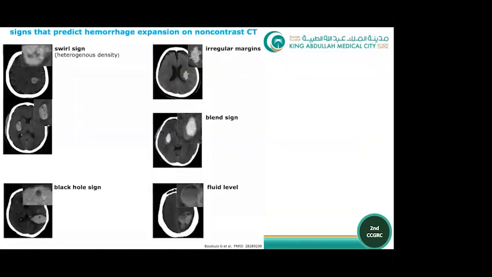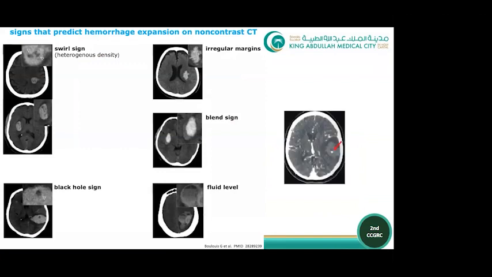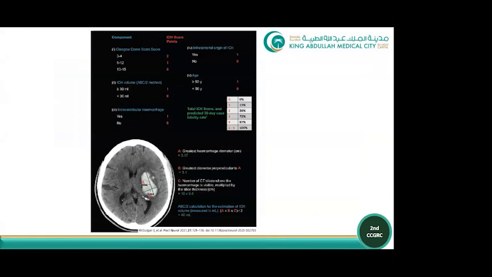And these are the markers. So we have the swirl sign, the regular margins, the blend sign, fluid level, black hole sign on non-contrast CT, and then we have the spot sign in a CT angiogram. And this is the ICH score, which we'll discuss later.